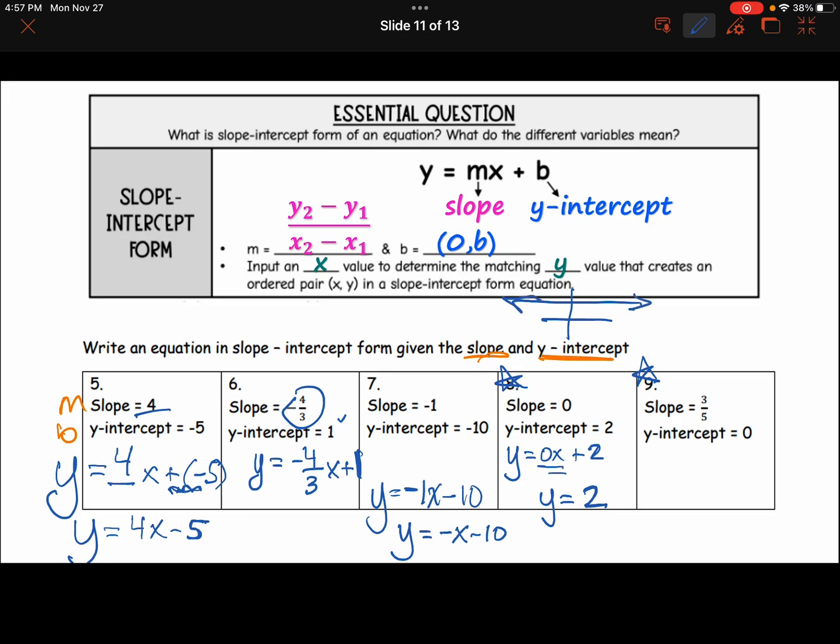And number 9, y equals 3/5 x plus 0. I'm not going to really write plus 0, so I'm just going to write y equals 3/5 x.